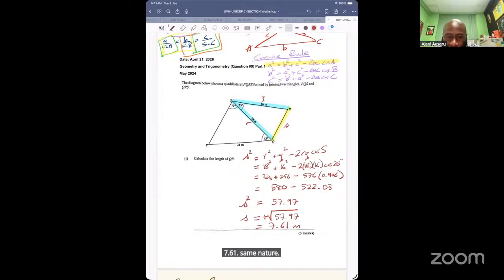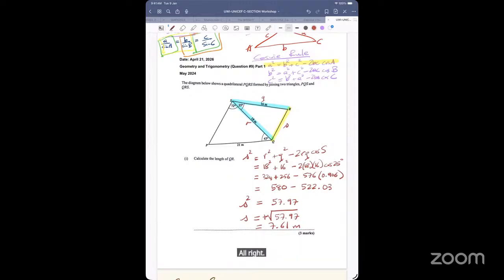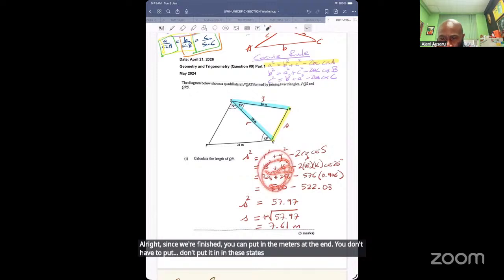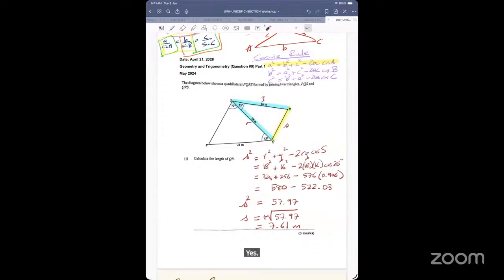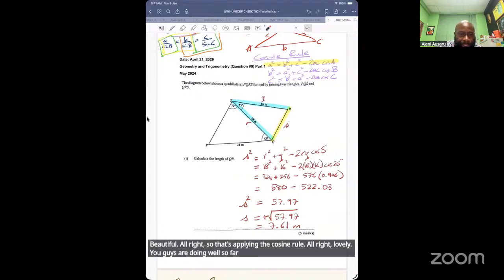7.61. And since we finished, you can write in your meters, right? It's in meters, yes. Since we finished, you can put in the meters at the end. Don't put it in these stages because it's going to be very messy. When you finish, you just put it in at the end because we understand that you're working with meters all the way, okay? Beautiful. So that's applying the cosine rule. Lovely. You guys are doing well so far. I'm very happy to see that.